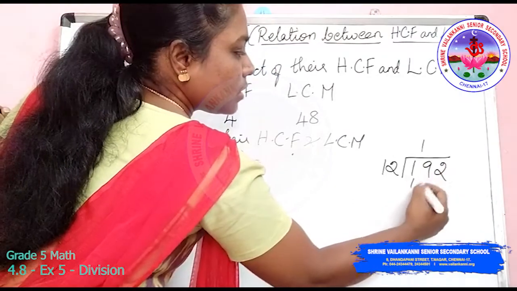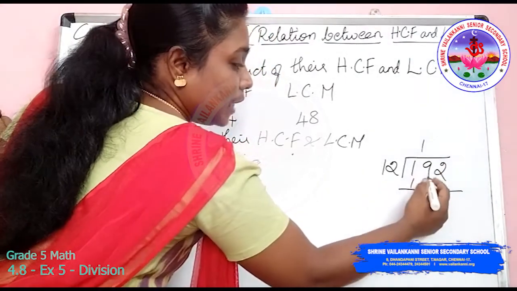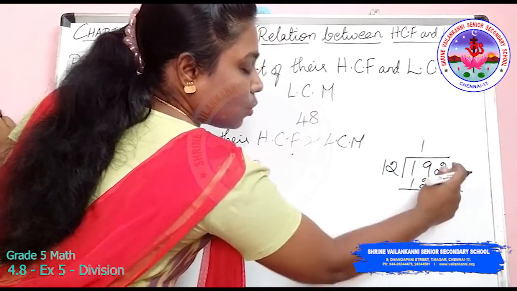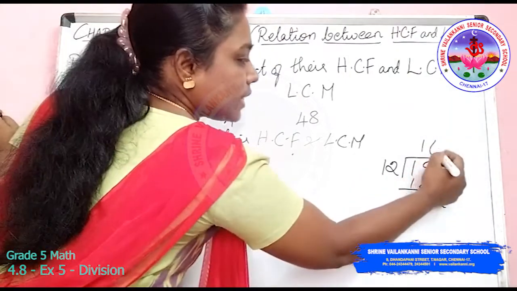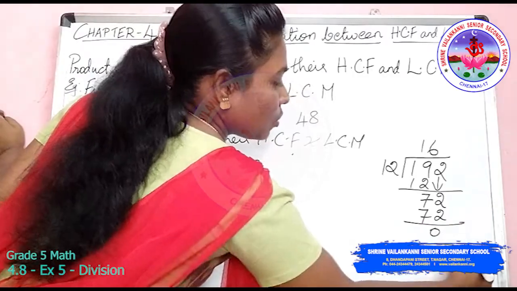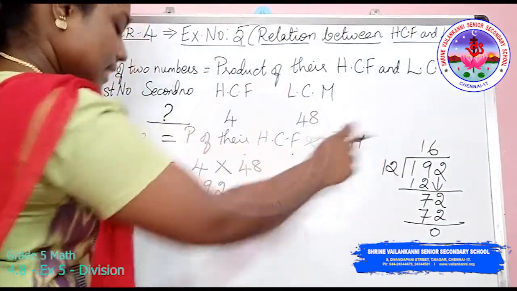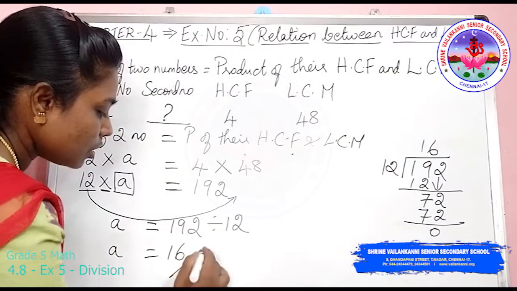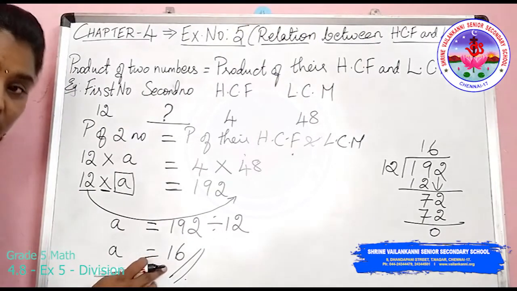So 12 ones are 12. 9 minus 2, you will get 7. So 2 is brought down here. So 12 6s are 72. So after dividing 192 by 12, you will get 16. So the value of A is 16.